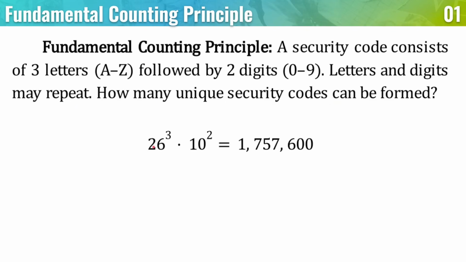So as we can see here, we have three letters, 26 raised to 3, times 10 raised to 2, which represents the digits. So inputting that on your calculator, you get 1,757,600.